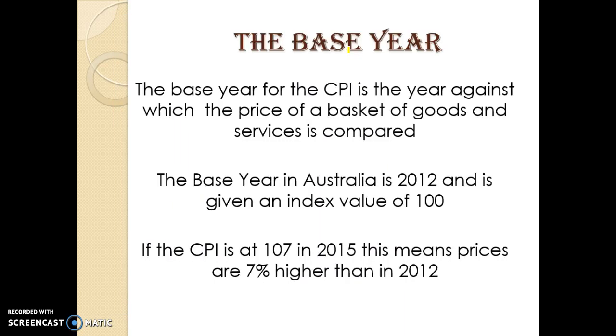Right, calculating inflation to finish off this video. Basically what they do is they use a base year for the CPI. In Australia, currently the base year is 2012, and that gets an index value of 100. So all that means is we're comparing prices to what they were in 2012. So if the CPI is 107 in 2015, that means prices are 7% higher than they were in 2012. If the current CPI was 109, that would mean they're now 9% higher than they were in 2012, the base year.